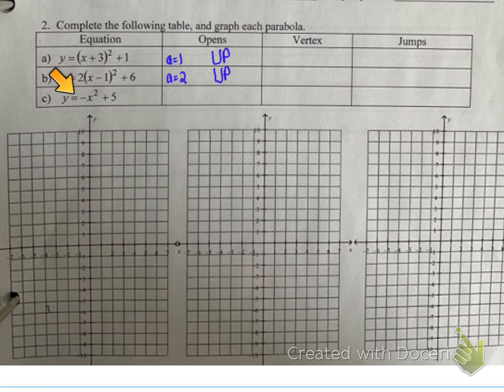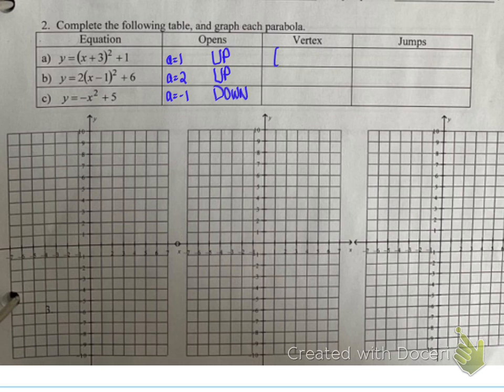This one, we're looking at the a value. The a value is after the equal sign, before the x squared, and we have a is equal to -1. Because it's negative, the graph opens down.